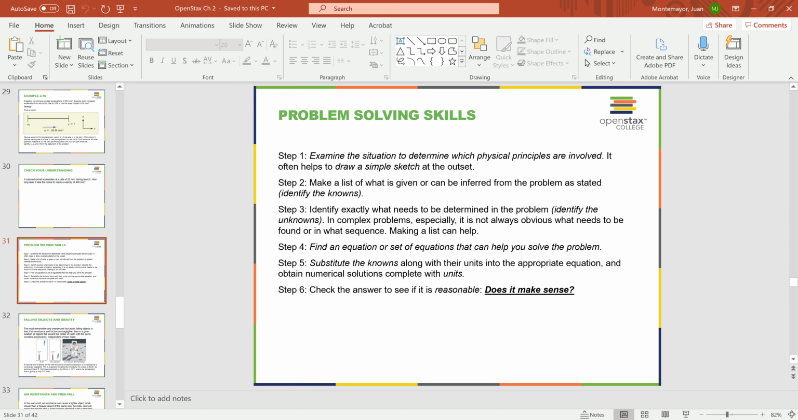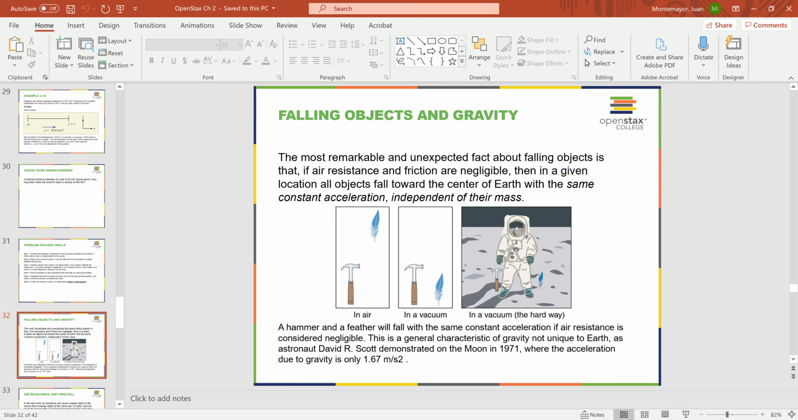You have to make sure that all your units are in the right units. You can't have seconds and minutes, like I mentioned earlier. In step 6, make sure it makes sense. I mean, if you have a negative time, or if you get a negative acceleration, but you know that the problem is calling for accelerating, make sure that your answer makes some sense.